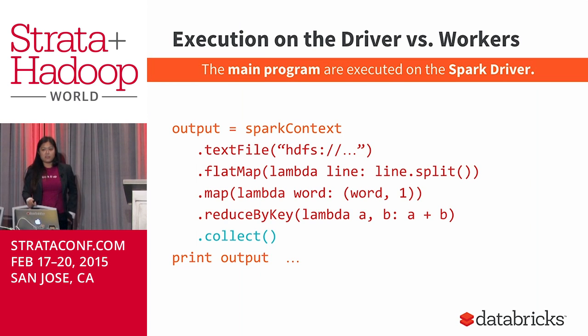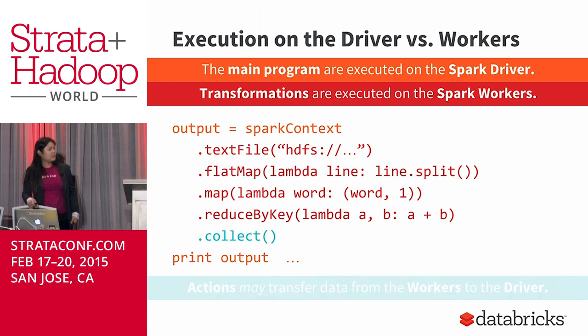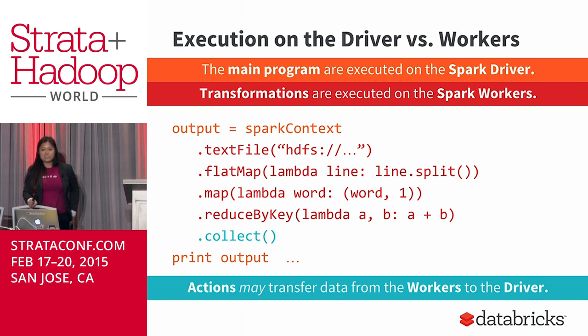So the parts that are in orange, apologies, this didn't come out so well on this particular program. It pops more on my screen. But the output command, the Spark context, and the print output are in orange, and those are being executed on your Spark driver. On the other hand, the things in red, the text file, the flat map, the reduceByKey, those transformations, those are code that's being executed on your Spark workers. And last bit, the teal is an action, and actions may transfer data from the workers to the driver. In the case of collect, it does. There are other actions that don't do this.